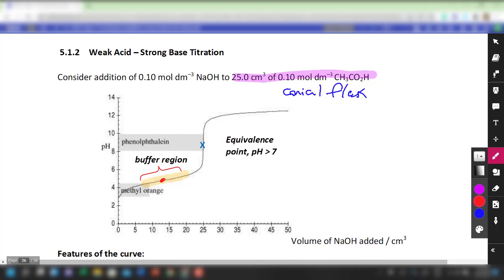So again, just a short revision. When ethanoic acid reacts with sodium hydroxide, it produces ethanoate, which is the conjugate base of ethanoic acid, and ethanoate itself undergoes partial hydrolysis to give you back ethanoic acid and an excess amount of OH minus. It is the excess amount of OH minus that contributes to the basicity of the salt solution.